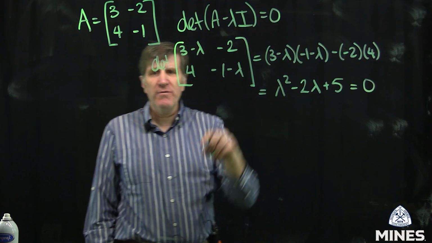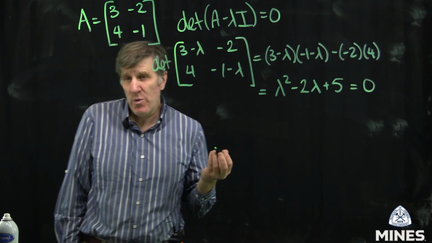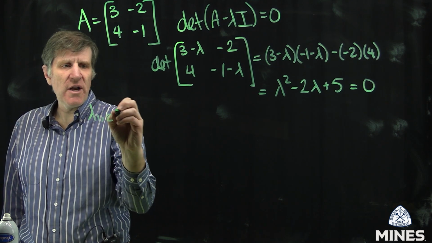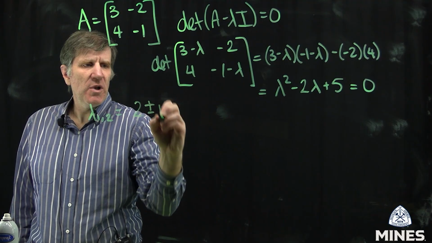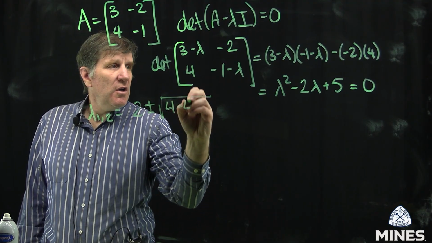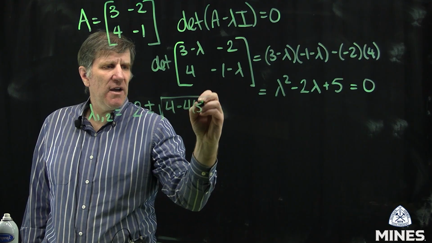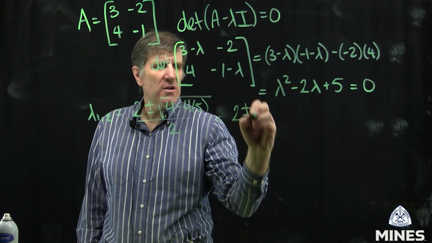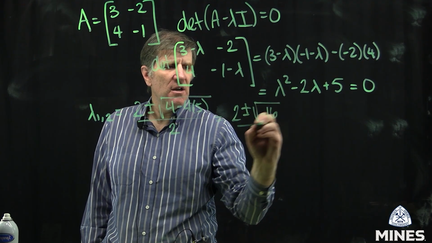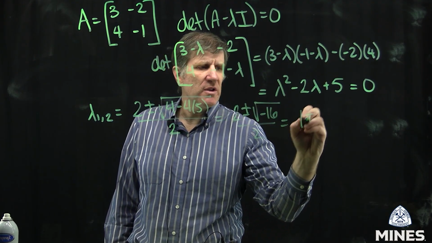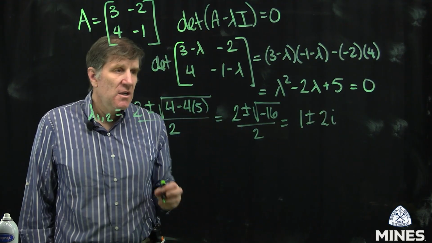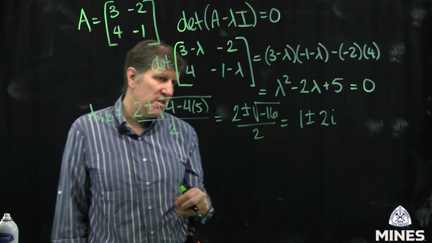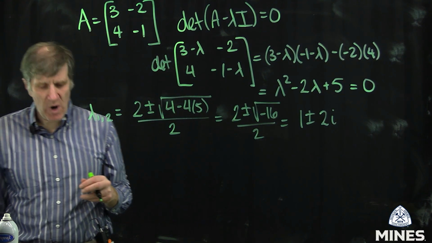In this case, we cannot factor this. Normally we would factor it if possible, but we can't, so we use the quadratic equation. 2 plus or minus the square root of 4 minus 4 times 5 times 1, over 2. This looks like 2 plus or minus the square root of negative 16, over 2. So that's 1 plus or minus 2i. The square root of 16 is 4, and 4 divided by 2 gives us 2 times i. So we have 1 plus or minus 2i.